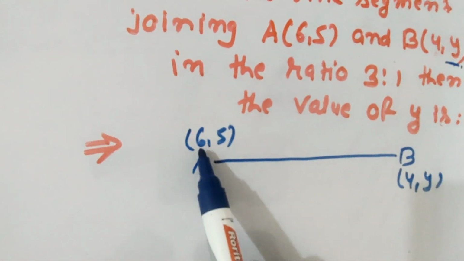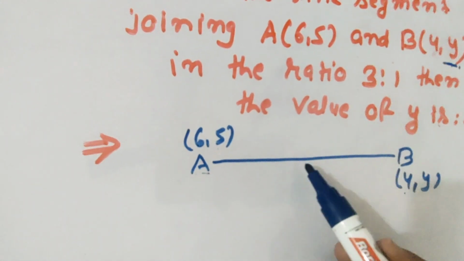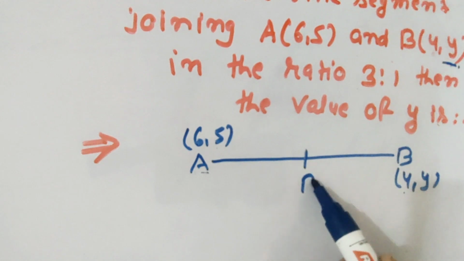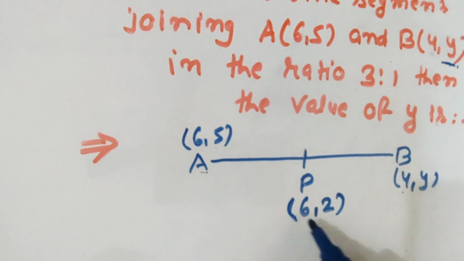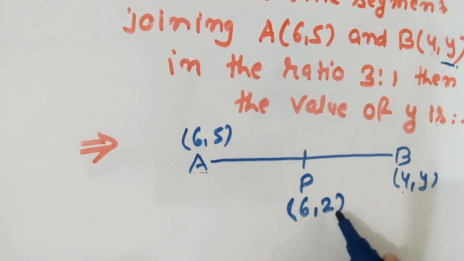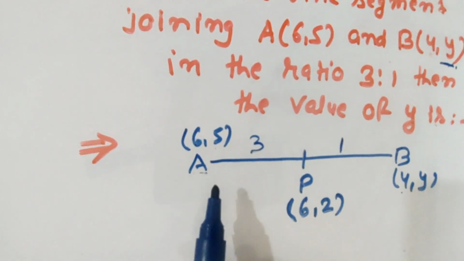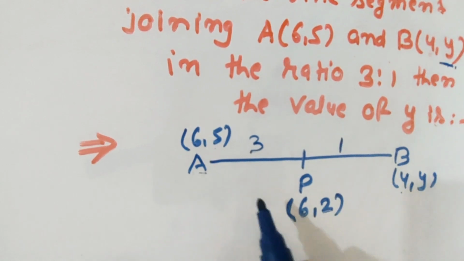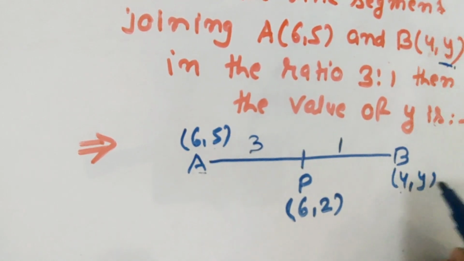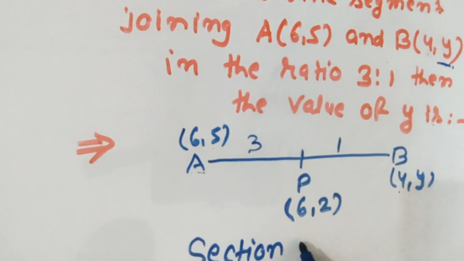A is given as 6, 5, B is 4 comma y, and here one point P is given, which is 6 and 2, meaning the x coordinate is 6 and the y coordinate is 2. The ratio given is 3:1. First we need to find the y coordinate, because I need only the y coordinate. For this I explained the section formula in the second and third videos. What is the section formula?